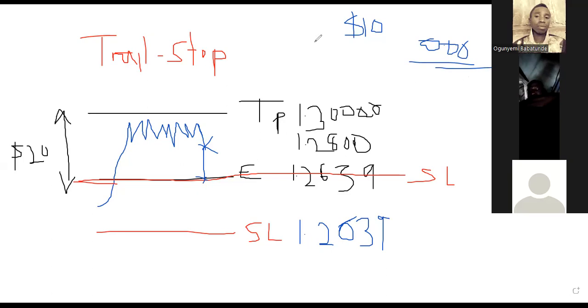Now, let us go to a trade. Let's say you want to swing trade, and let's say a signal was given to you. And that signal was GBP USD.